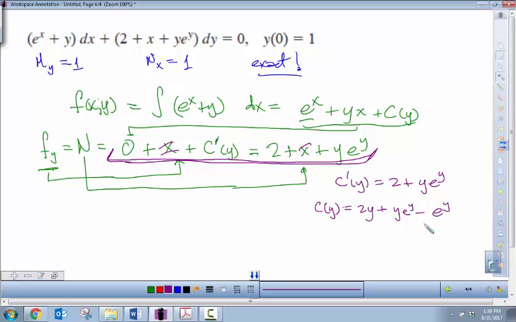Did anybody check if this is correct? You guys just gonna believe me? Okay. I mean, you answered one, so. Oh, I was expecting somebody to write it down.